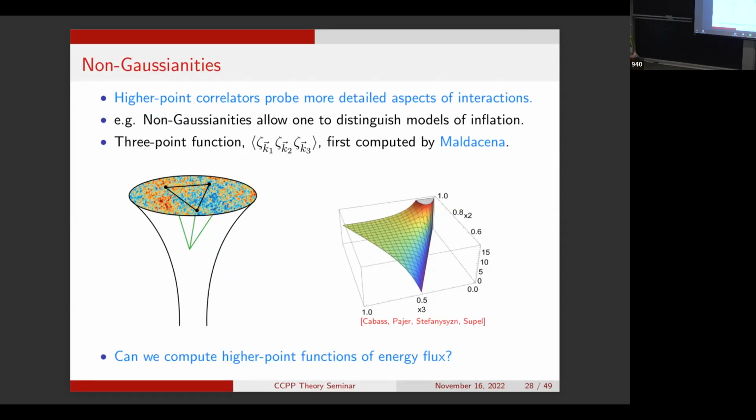And of course, these are being computed in the CMB, again, also by Maldacena originally. And so one would like to understand if you can compute higher point correlation functions of the energy flux. This is interesting both phenomenologically, because it's something you can directly measure, but it's also interesting for understanding the general structure of these correlation functions of the energy flow operators.